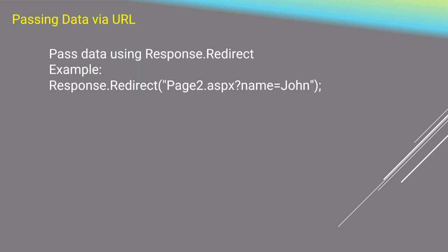Let us start by passing data. In page1.aspx.cs, inside the button click event, you can write Response.Redirect("page2.aspx?name=John"). This line will redirect to page2.aspx while also passing the name John in the query string. The key is name and the value is John.